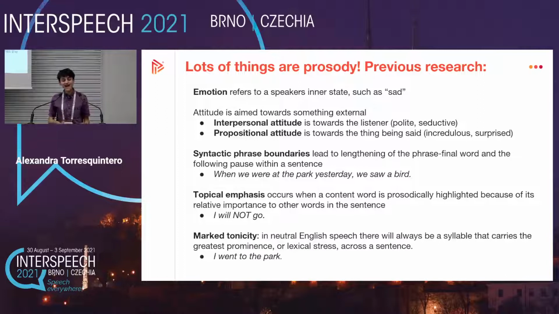And lastly, specifically with English, there's also marked tonicity, in which there will always be a syllable that carries the greatest prominence or lexical stress across a sentence, such as in the sentence, I went to the park. Hopefully you heard that the word park had slightly more prominence than all of the other words. So what we're hoping to claim is that when researchers are trying to do prosody transfer, we are trying to transfer one of these six things.